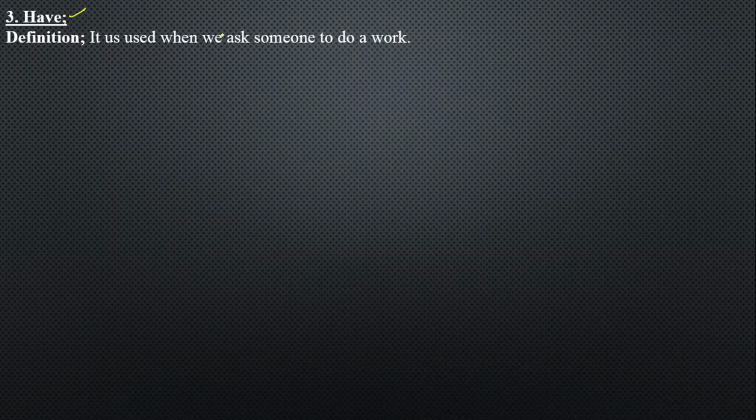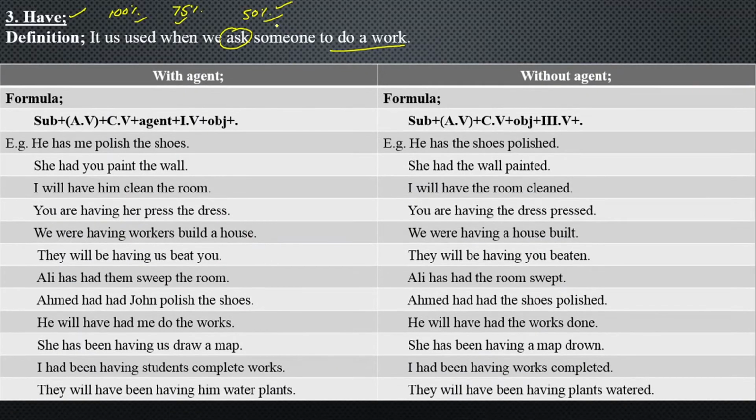It is used when we ask someone to do a work. Ask means 50% you have got the authority to do the work. Causative verb make was used for 100%. Causative verb get was used for 75%. And today we have got the causative verb that is used for 50%. Now, I told you causative verbs make, get, have, and as are used with agent as well as without agent.